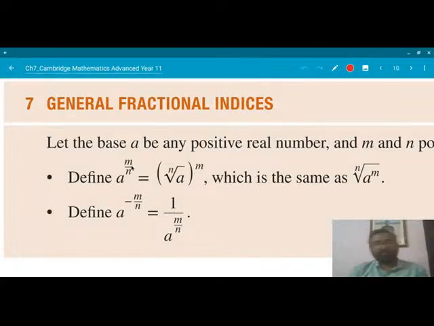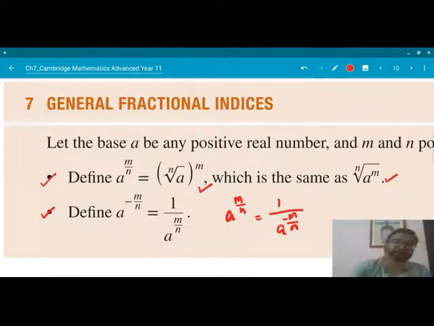So a power m by n you can write in two different notations. It is nth root, where the denominator is the root, nth root of a whole power m. This is also fine. And nth root of a power m. Both are the same. And when it comes to the downside, positive becomes negative, negative becomes positive. A power m by n can also be written as 1 upon a power minus m by n. Numerator becomes denominator with a negative power.